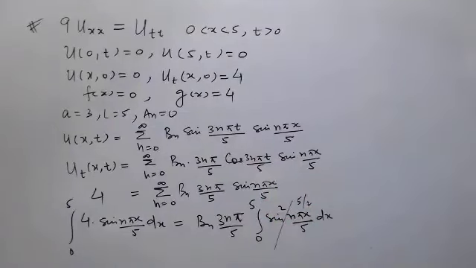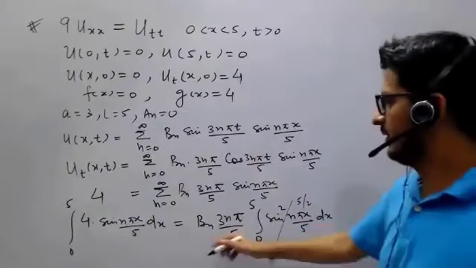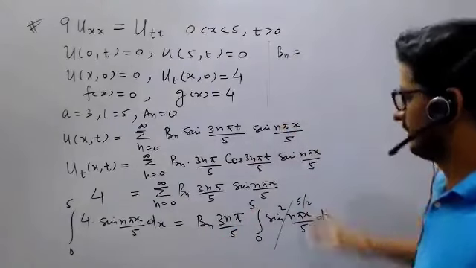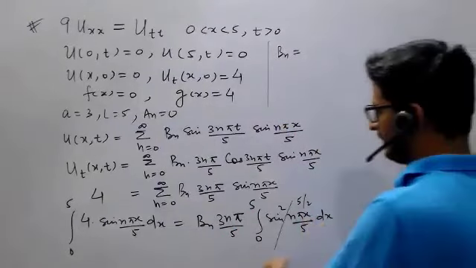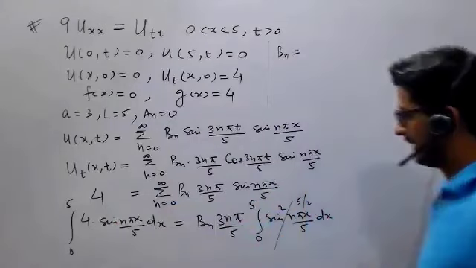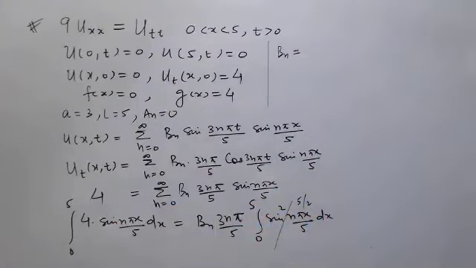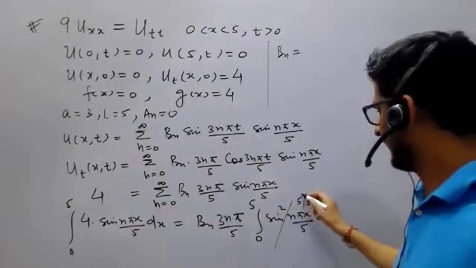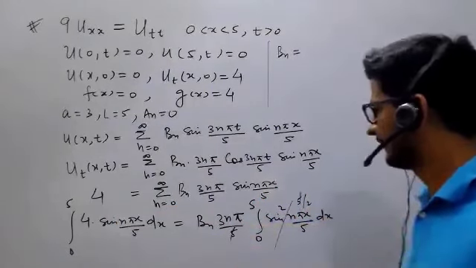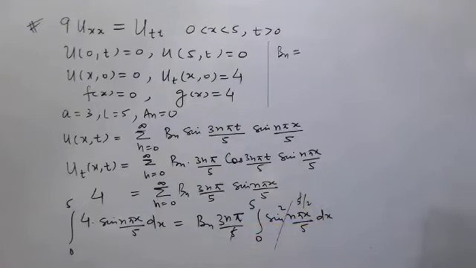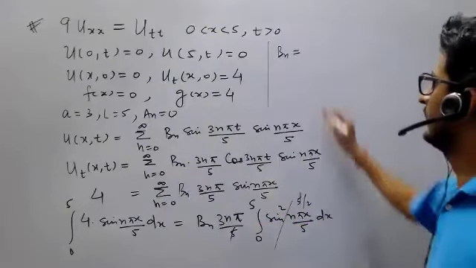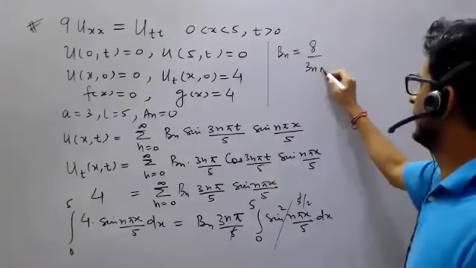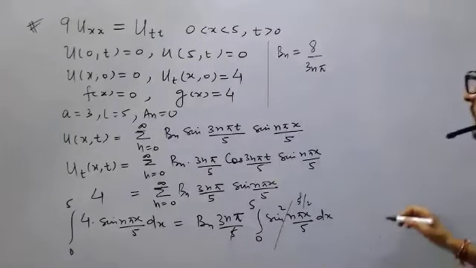Okay, and what will be the value of b_n? We can see the value of b_n will become, so 2 by 5 will be multiplied on that side, so what will it become? This 5 by 2, so 5 and 5 will cancel and 2 will be multiplied on that side, so it will become 8 by 3 and pi. Correct, brother?